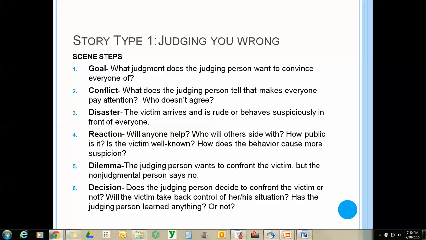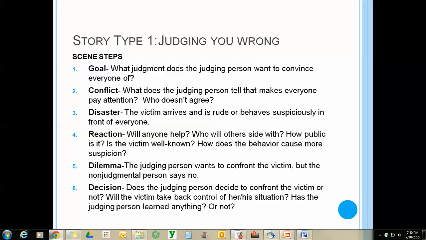Now, what would be the disaster? Suppose the victim arrives and maybe they're rude or they behave suspiciously in front of everyone. And now does everyone say, oh my gosh, it's true, this person is awful and the judgmental person was correct? As for the reaction, will anyone help? Will anyone side with someone? How public is this? Was it only a few people who saw this? Was it everyone, or no one? Is this victim somebody that everybody knows or not? Do they do anything that creates more suspicion when the person arrives? What is the reaction that everyone is having?